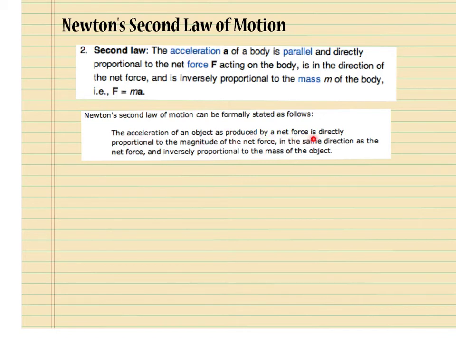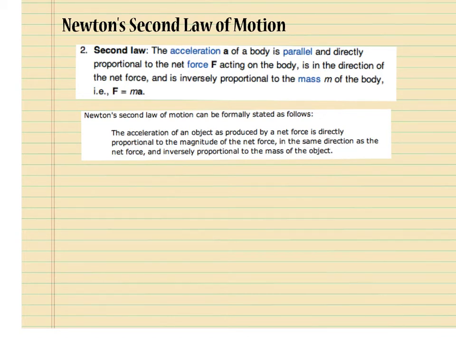Or, the acceleration of an object produced by a net force is directly proportional to the magnitude of the net force. So we're talking about acceleration again, and it's in the same direction, which means it's a velocity, as the net force, and inversely proportional to the mass of the object. So what are we saying here?